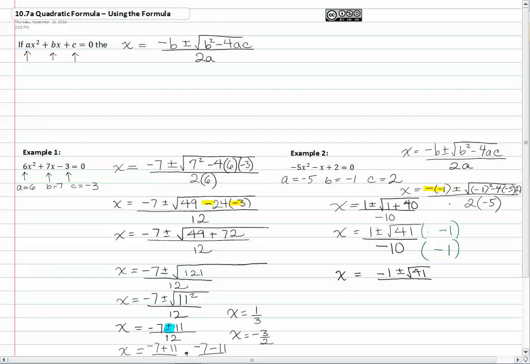A negative times a negative, once again here, is a positive, and I have 10 in the denominator. This does not look like it should be done, but it is, because we cannot simplify this radical further unless we do a calculator computation. So this is your final answer.